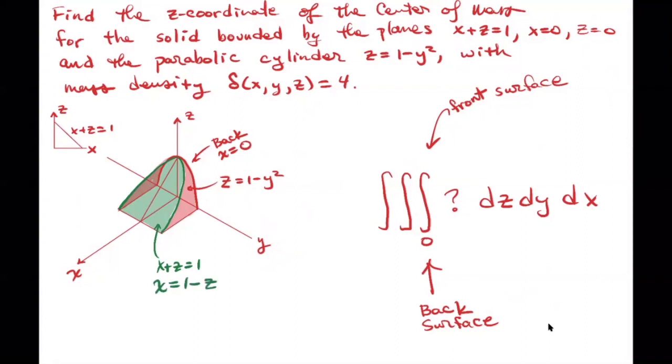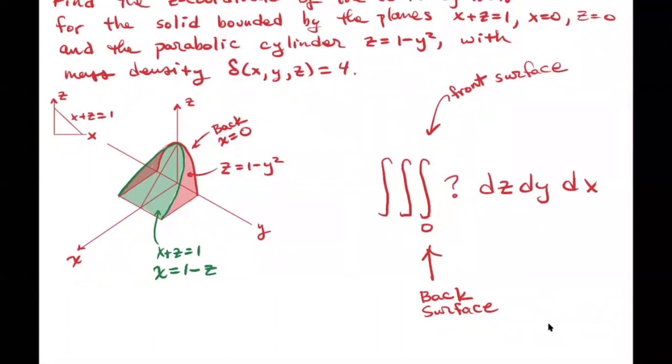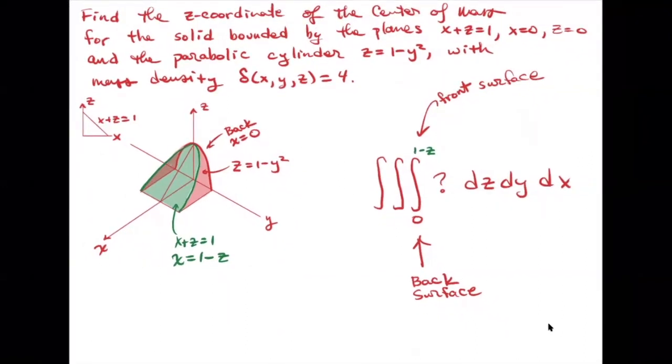Okay, you guys okay with that? Good. But 1 minus z is a bigger value of x than x equals 0. So the back is the lower limit and the front is the upper limit. It should always go from back to front on x. Oh, sorry, 1 minus z, my mistake. Okay, any questions? So I think those are limits on x.